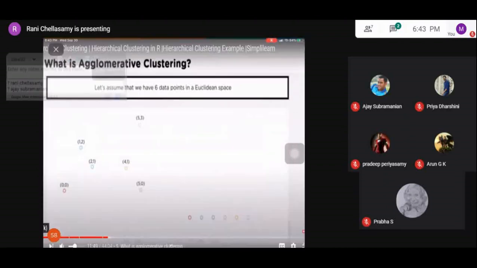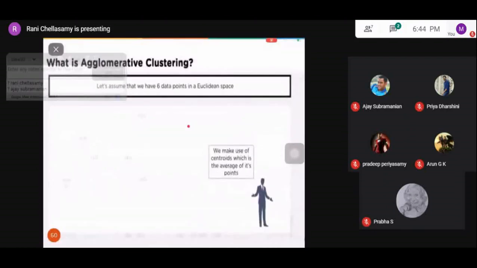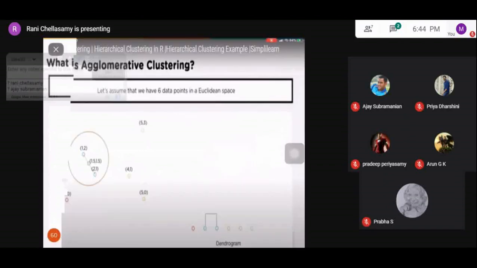For example, take the 6 data points in Euclidean space. Second, how do we represent a cluster of more than 1 point? We can make use of the centroid, which is the average of the data points. See here, (1, 2) and (2, 2). We can find the centroid of these 2 points, and you get the centroid as (1.5, 1.5). Based on finding the centroid between the 2 data points, you can form a cluster. And you can also draw the tree-like structure called a dendrogram.